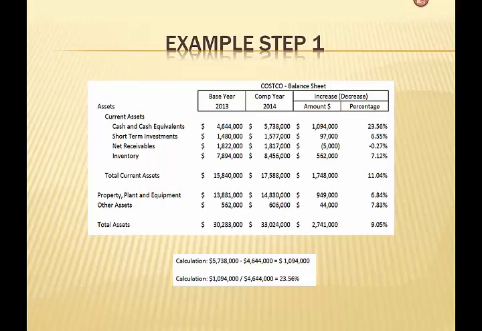In this example, I'm taking Costco, and I have pulled Costco information off of finance.yahoo.com. And when you go to that website, you can enter in a stock symbol, and in this case for Costco, it's COST. And when you put that in, you can go to their balance sheet, because this is what I'm looking at, is their balance sheet, and actually see all these numbers. So I'm looking at the base year being 2013. And we're looking at the current assets within Costco.